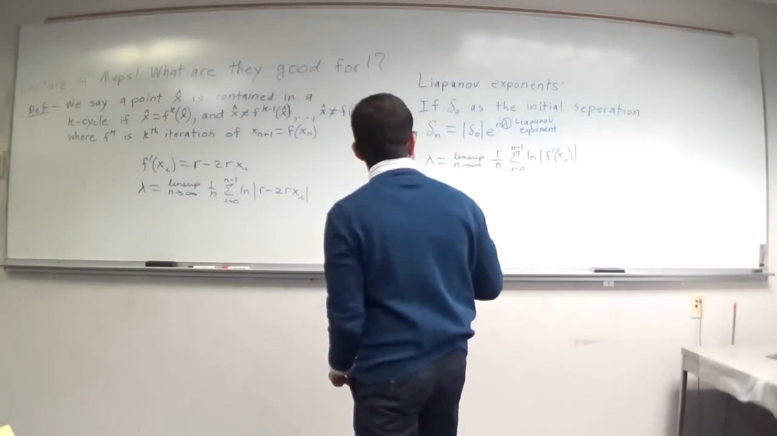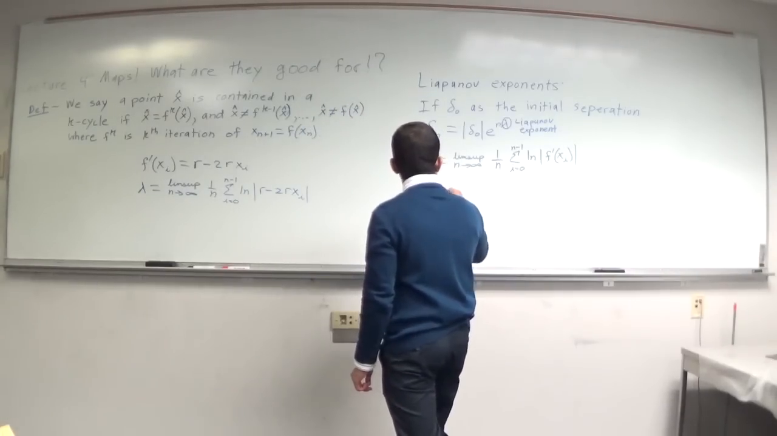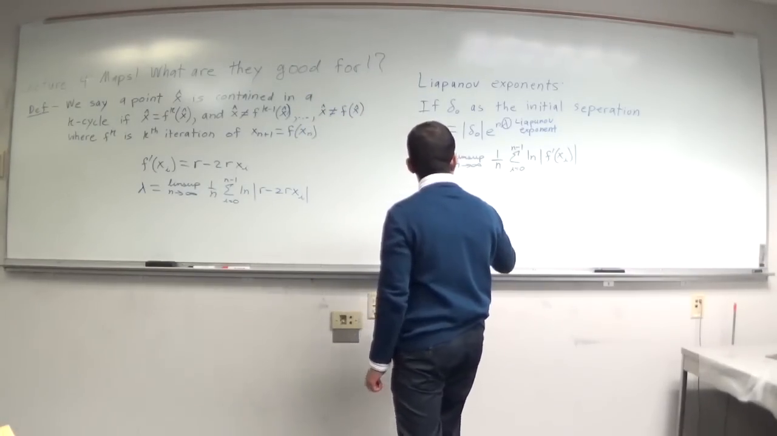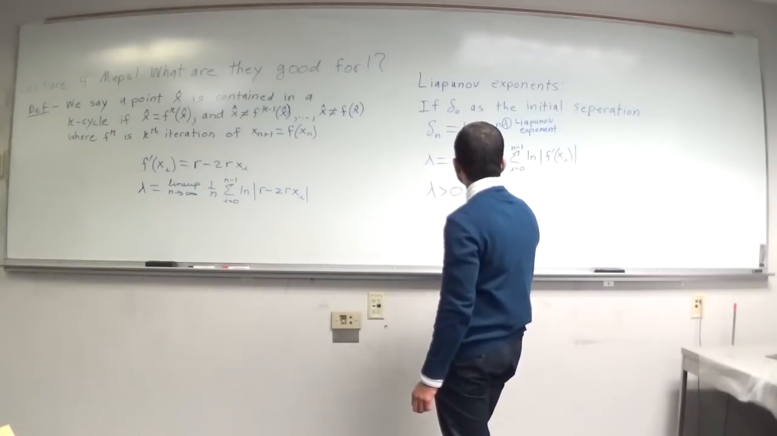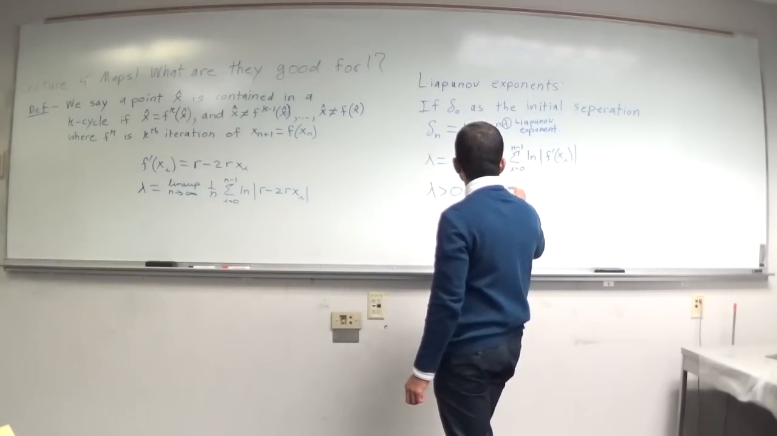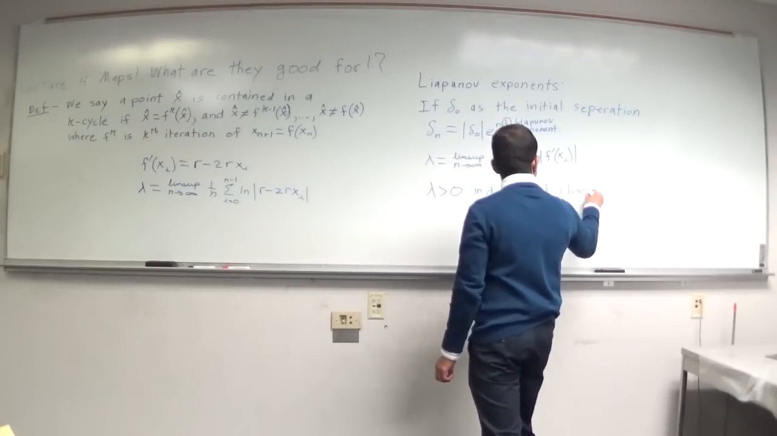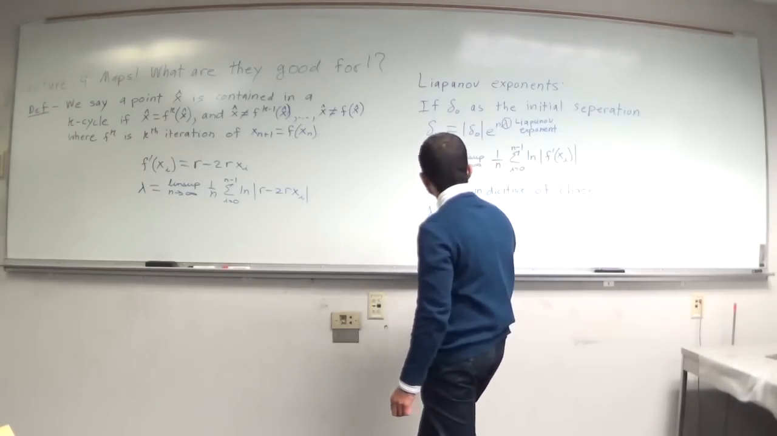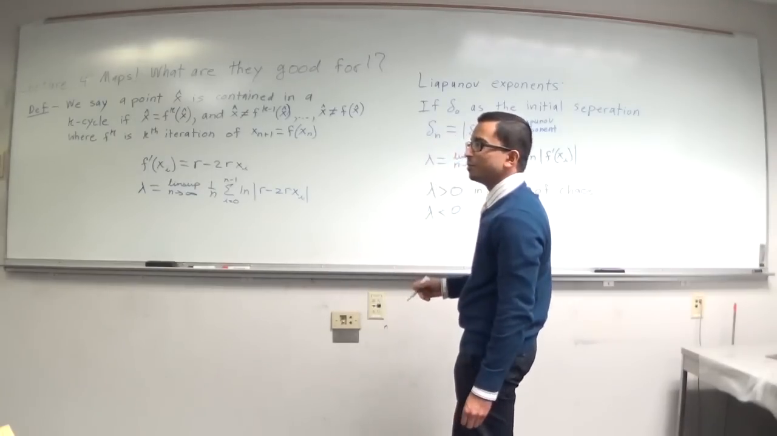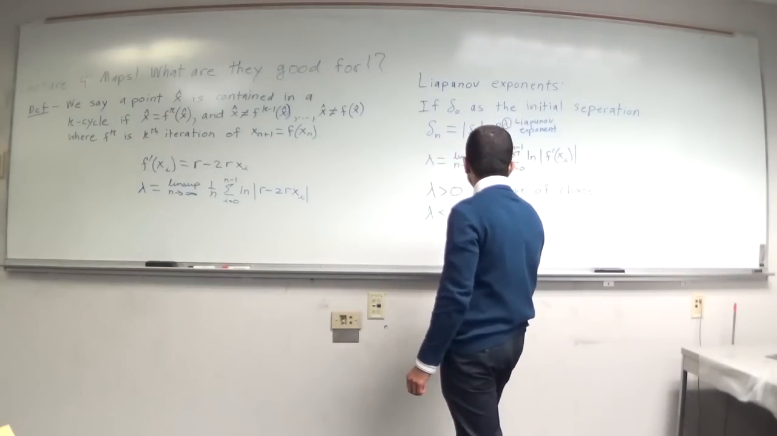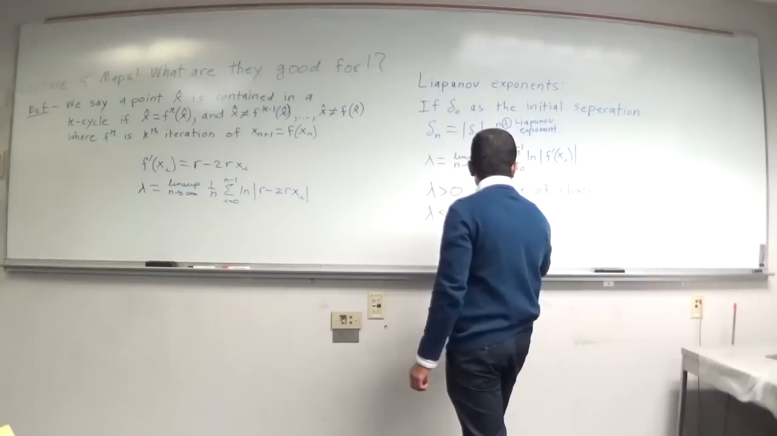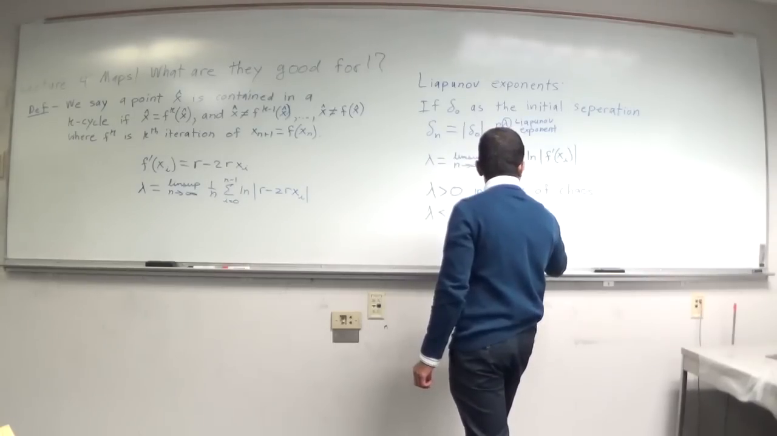So I should write that down. Take a look at the tent map. Lambda greater than 0, indicative of chaos. And what should we call lambda less than 0? Well behaved? Regularity. Okay. Non-chaos.